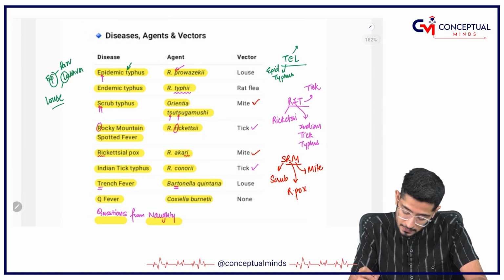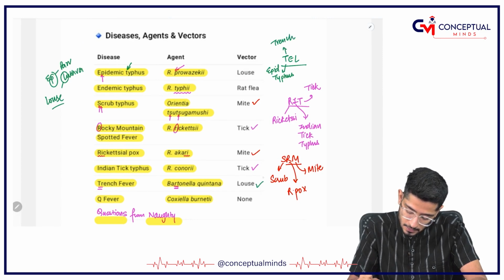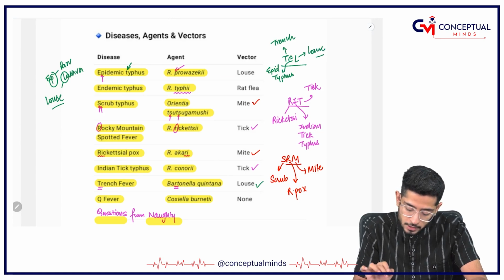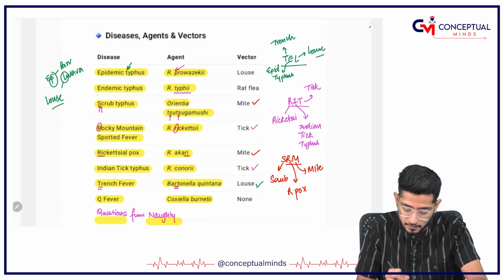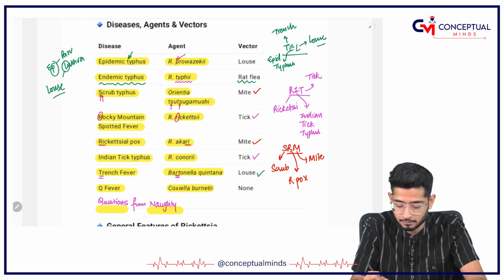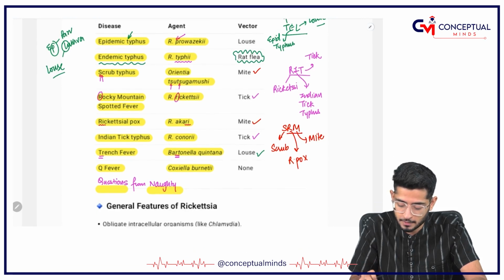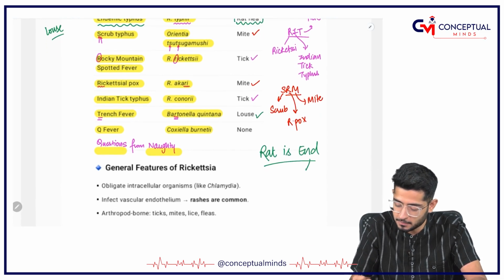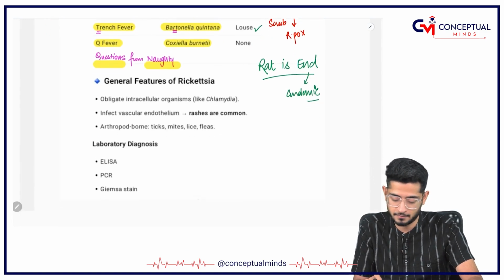Then this T is for trench fever, see here, and E for epidemic typhus and L for louse. So the only one left is endemic typhus. Rat, okay, rat is end. So end means what? Endemic typhus, which is carried by the rat flea.